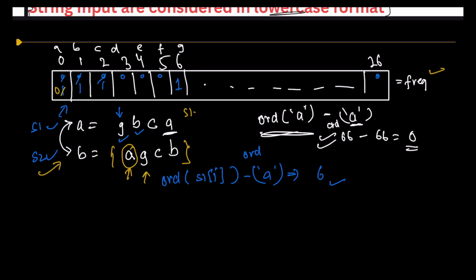I will go on G, I will decrement it and make it 0. I will go on C, I will decrement it. If it is there, yeah, it is there, so decrement it becomes 0. So B, decrement it and make it 0.